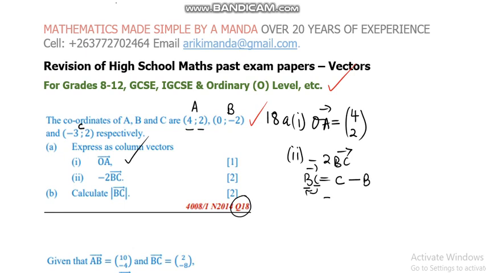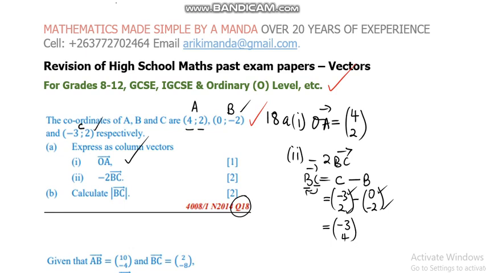And we write the coordinates of C in column form. What are the coordinates of C? Take note, the coordinates of C are (-3, 2) in column form. Then say minus. What are the coordinates of B in column form? (0, -2). So let's simplify. What is -3 minus 0? We get -3. What is 2 minus -2, which is 2 plus 2? We get a 4.